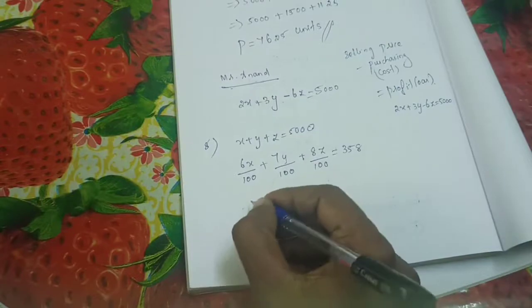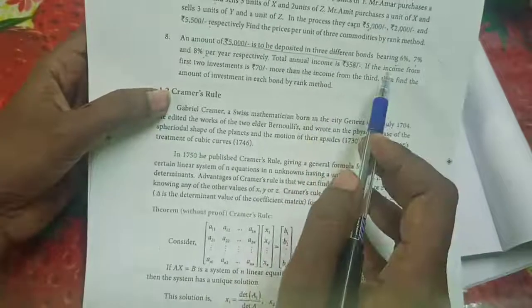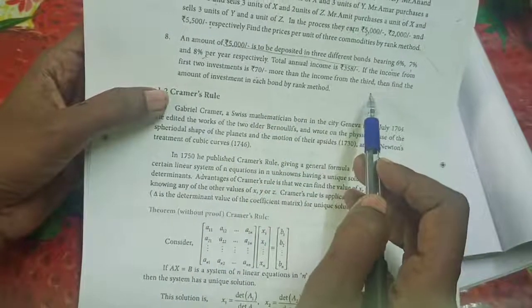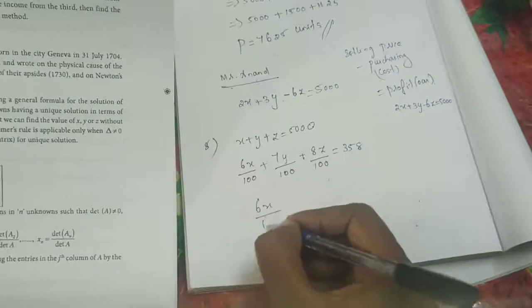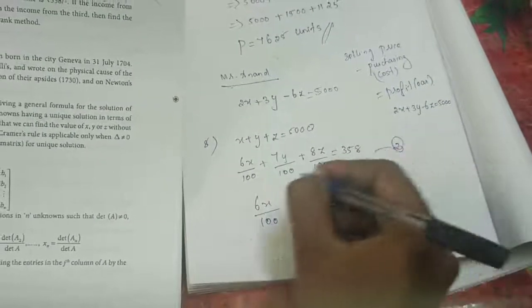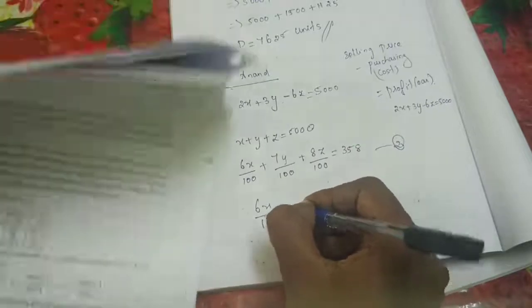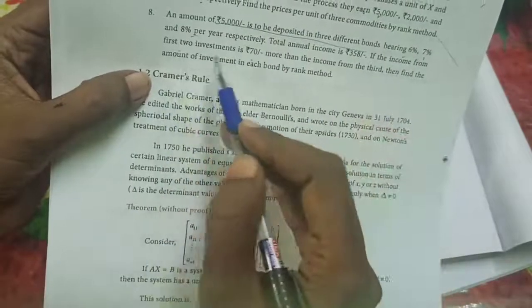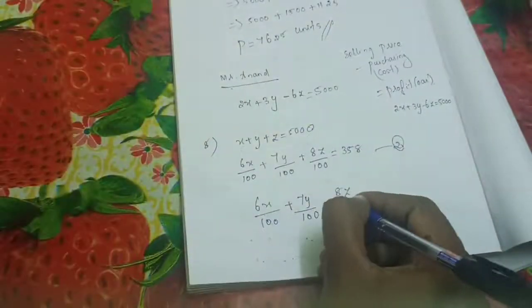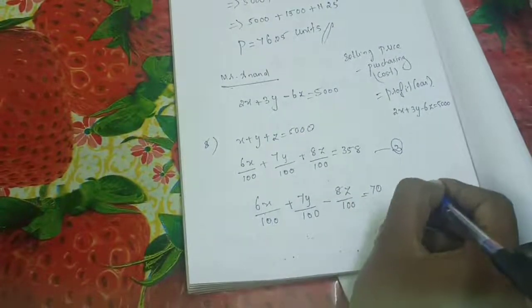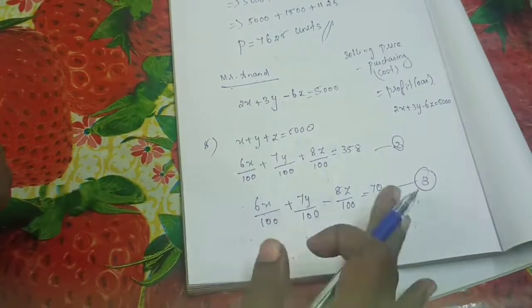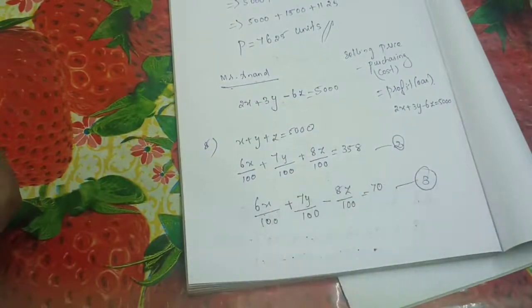Okay. Then third one is they are saying if the income from the first two investments is 70 more than the income from the third. Okay. So they said more than, that is 6x by 100 plus 7y by 100 minus, they are saying, is it right? If the income from the first two investments, so minus 8z by 100 is equal to 70. They gave, is it right? This also you need to take the LCM as 100, bring this 100 to this side, form the equation. Finally, you find the value of X, Y and Z. That is bond 1, bond 2 and bond 3.